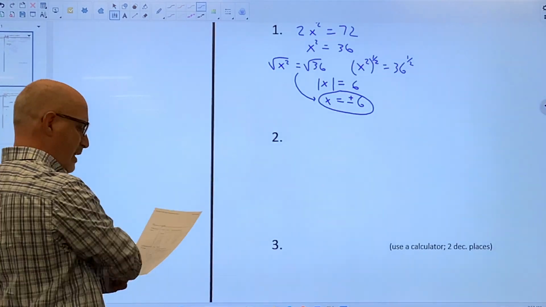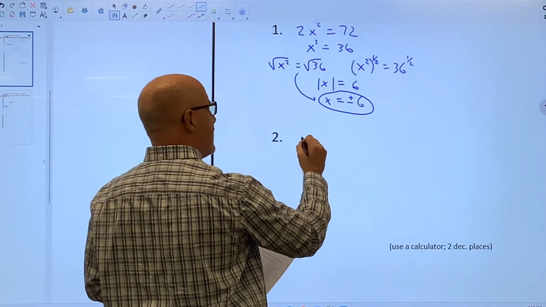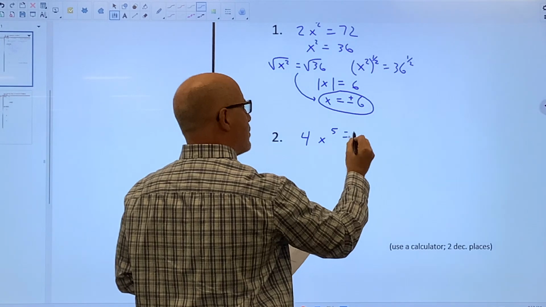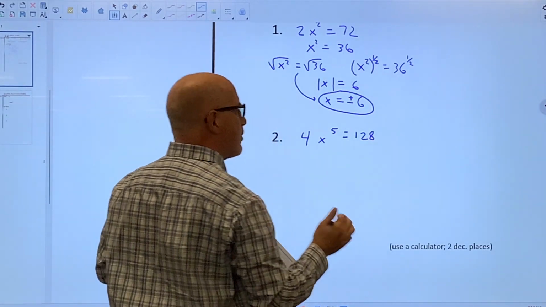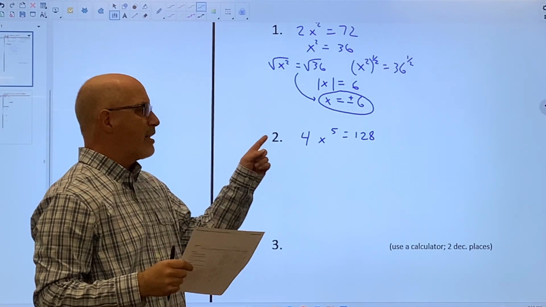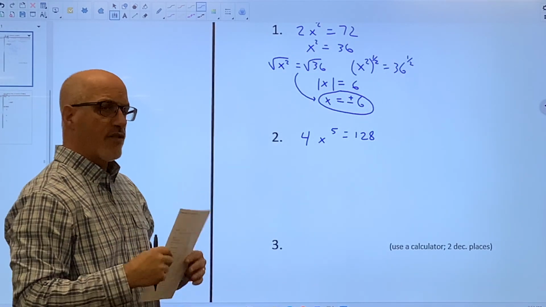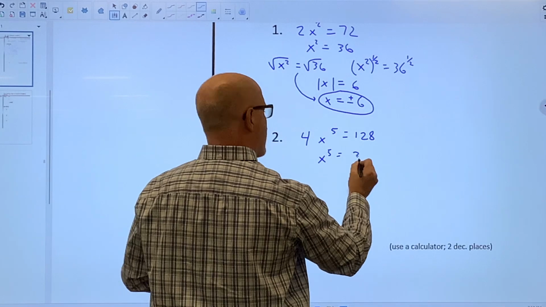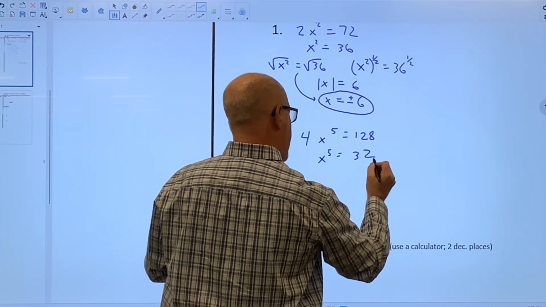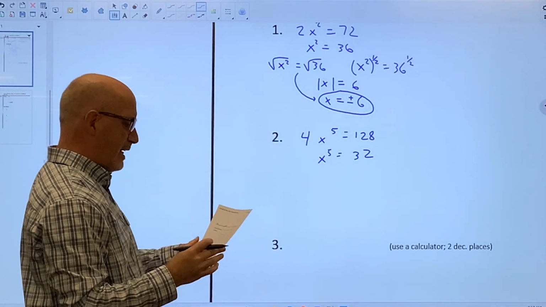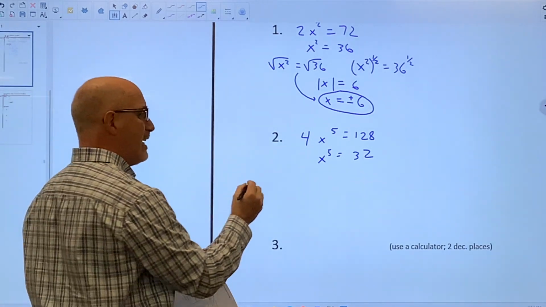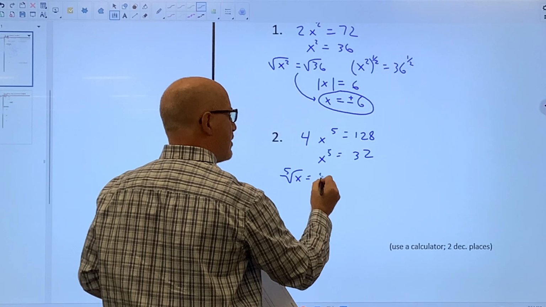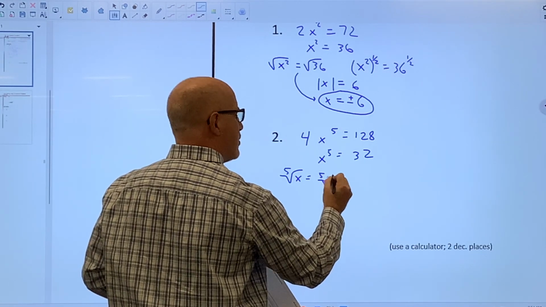So let's do a second example. This one's going to have an odd exponent. So 4x to the 5th equals 128. Now when we do this one, we want to get the x to the 5th by itself. So divide both sides by 4. You get x to the 5th equals 32. Now this one, you want to take the 5th root of both sides. Again, it's either the 5th root of x to the 5th equals the 5th root of 32.